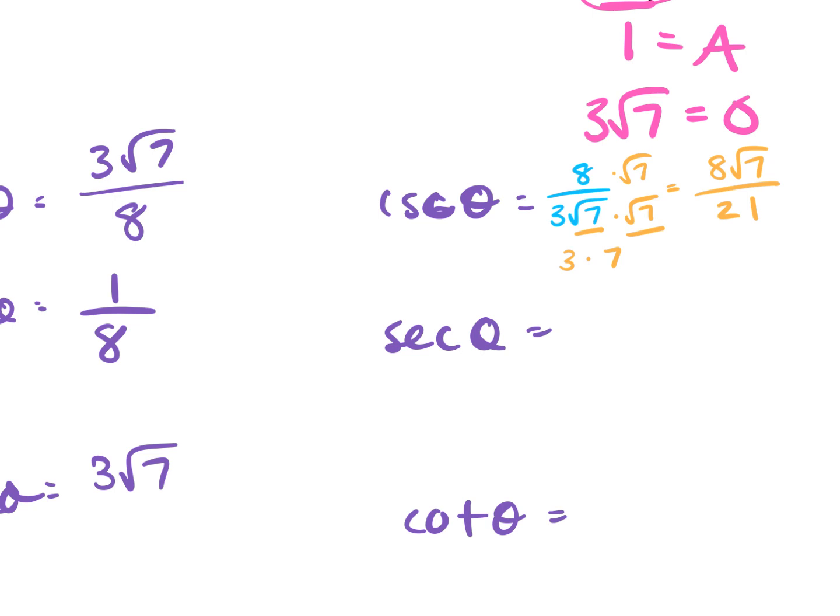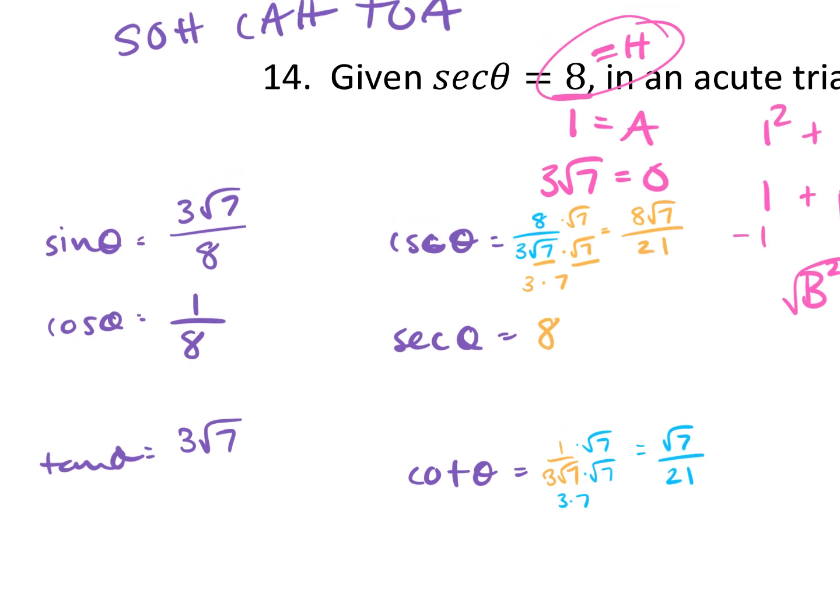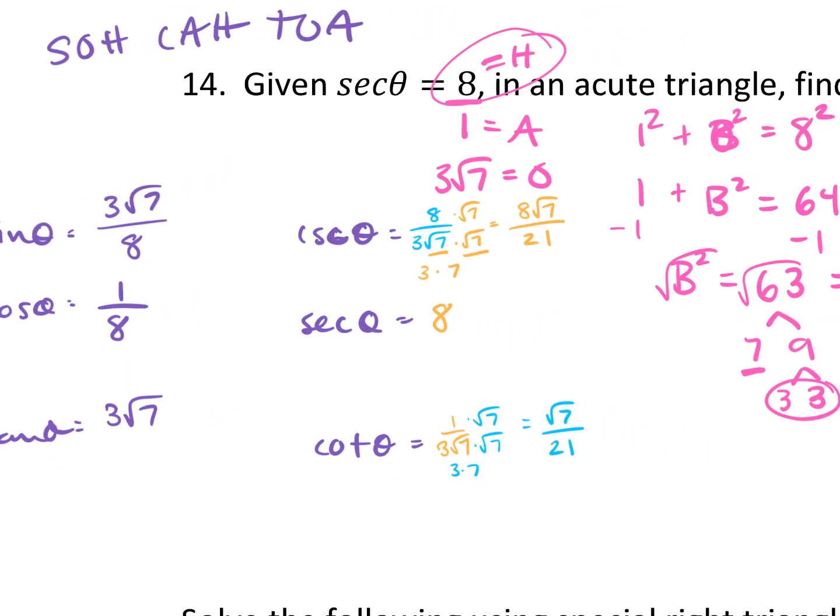Secant was already given to us. It'd be 8 over 1, which is just 8. And cotangent would be 1 over 3 square root 7. Again, we have to rationalize, so we're going to multiply the top and the bottom by square root 7. So we get square root 7 over what? 21. Perfect. Again, this would be 3 times 7, which is 21. Any questions?